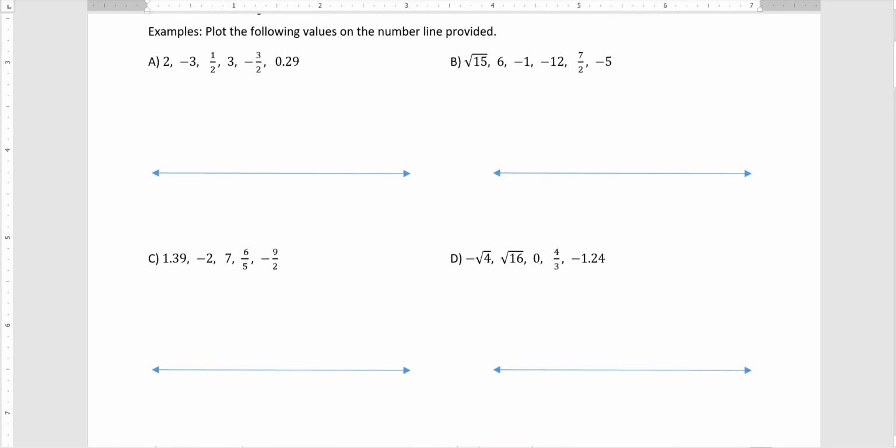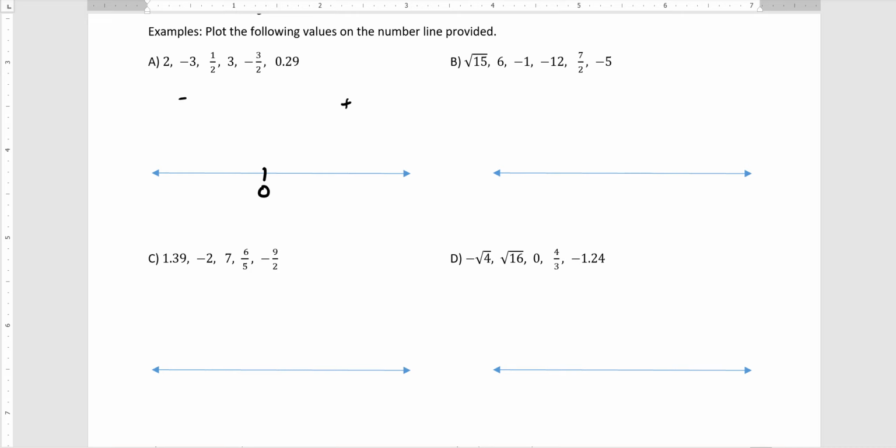Now notice the values that we have here. All of these are rational numbers. We're going to be able to place them right where they should go. So we have 2, negative 3, 1/2, positive 3, negative 3/2, and 0.29. So on my number line, I'm going to start by just marking 0. And I think that's a nice thing to do because it grounds me and says, okay, here's 0. I know all my positive numbers need to be on the right. All my negative numbers need to be on the left.